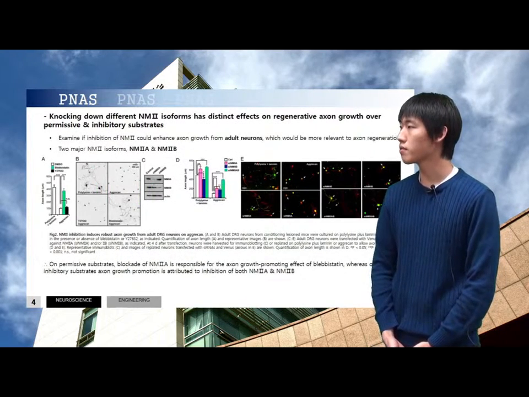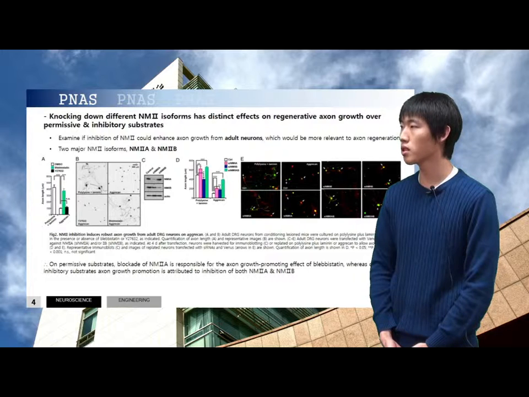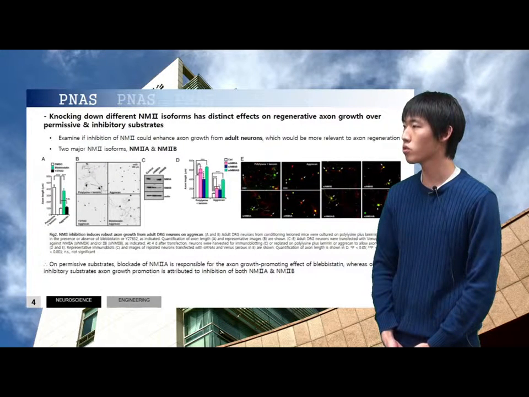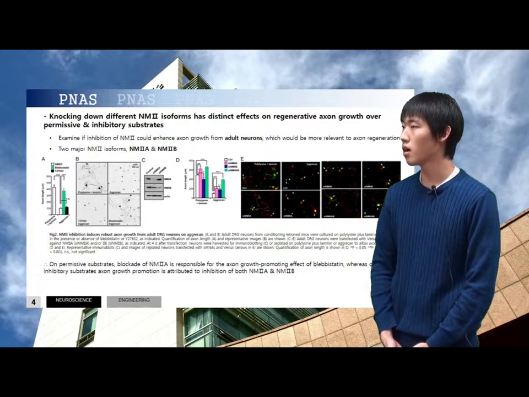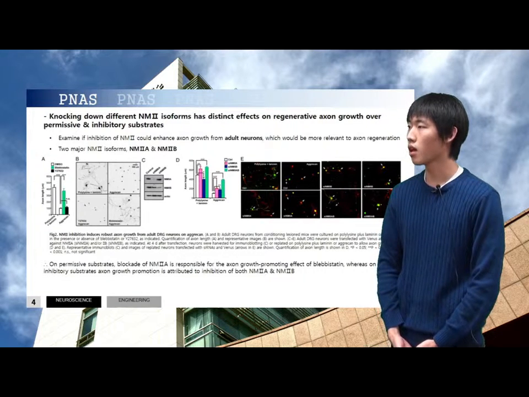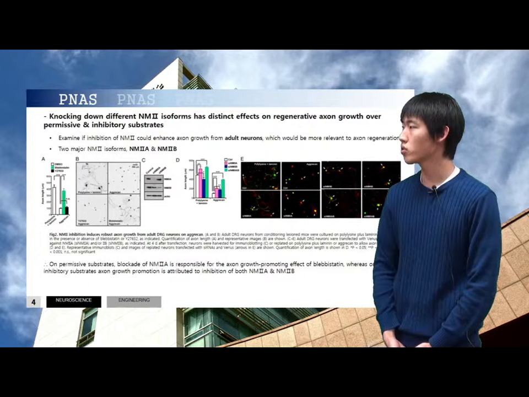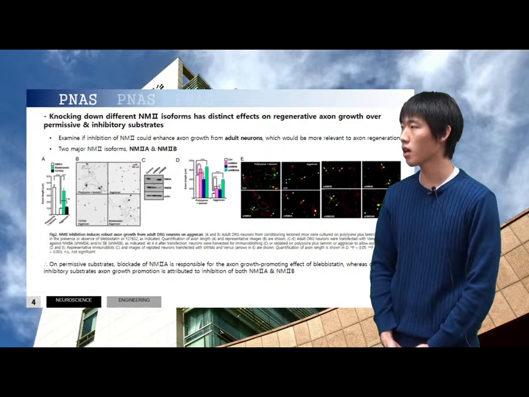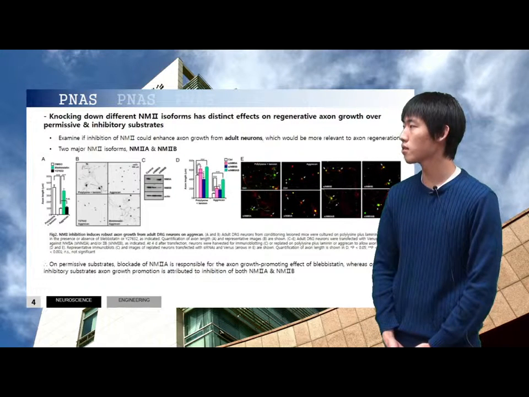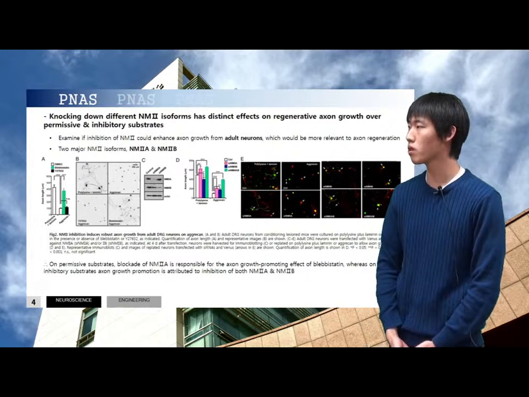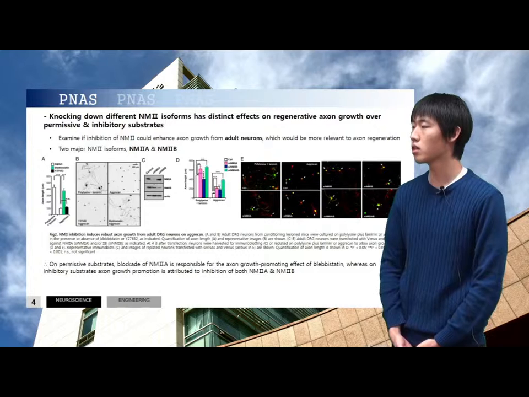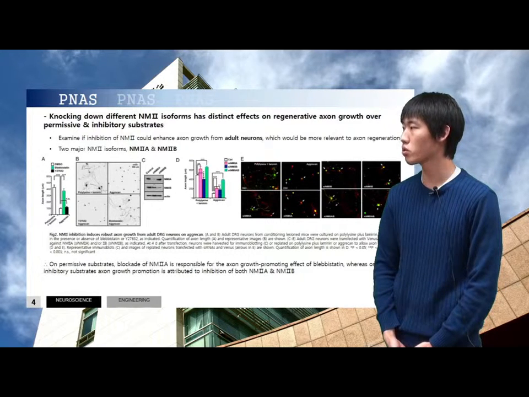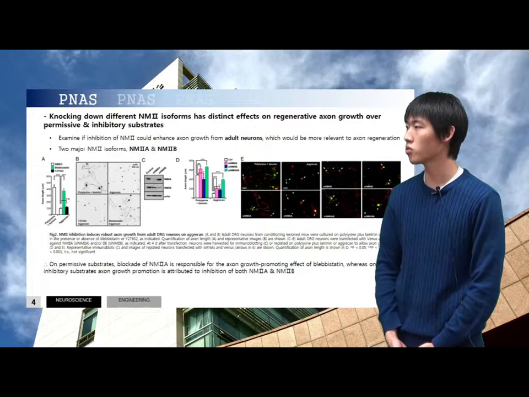Next, they examined if inhibition of non-muscle myosin 2 could enhance axon growth from adult neurons, which should be more relevant to axon regeneration, and tested two major non-muscle myosin 2 isoforms, NM2A and NM2B. The results from adult neurons were almost similar to embryonic neuron results, and transfection with siRNAs against NM2A and/or NM2B suggests that blockade of NM2A activity is responsible for the axon growth promoting effect of blebbistatin on permissive substrates, whereas on inhibitory substrates, axon growth promotion is attributed to inhibition of both NM2A and NM2B.